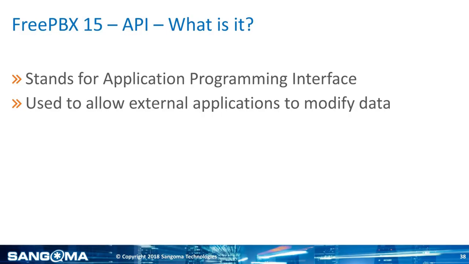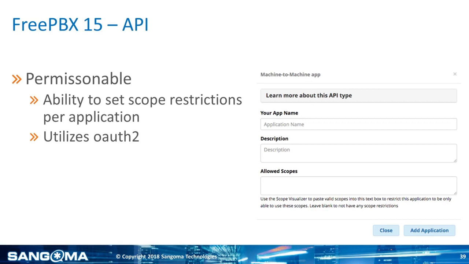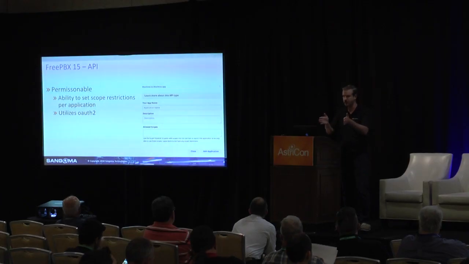FreePBX 15, we also added an API. This allows for us to modify and see data remotely. It uses OAuth 2, developer technology, but what that allows you to do is it's an authentication method. There's different grant types, and if you look it up, you can find out more information about OAuth 2. It's pretty standard. Facebook uses it, Amazon uses it, a ton of people use it. Like I said, it's permissionable, so per app, each module actually declares what's called a scope. So if you wanted to write an app that connects to FreePBX, and you just want it to actually talk to the core module to add an extension, you can actually set the permissions that fine-grained, right?